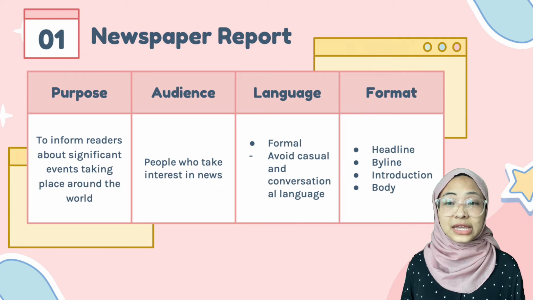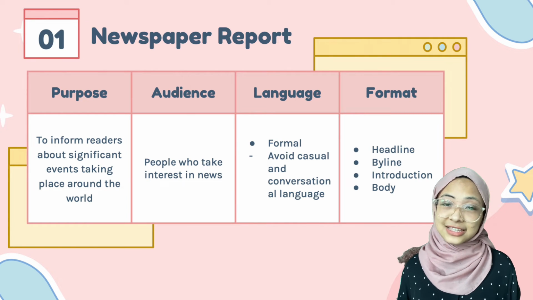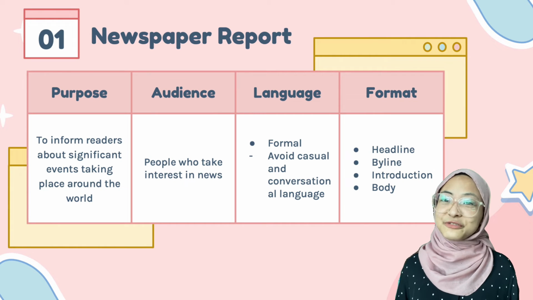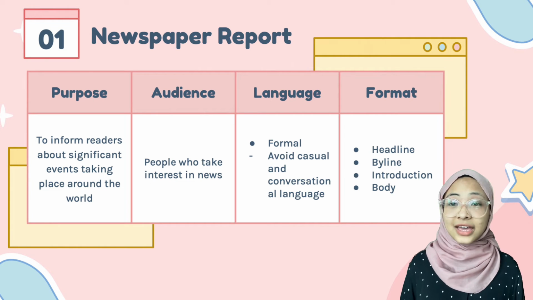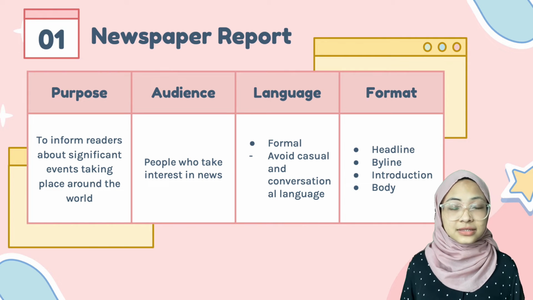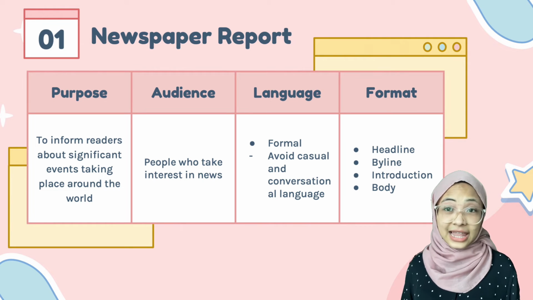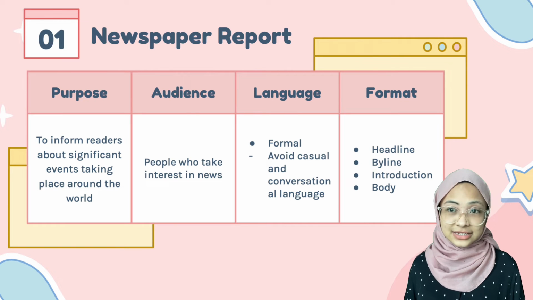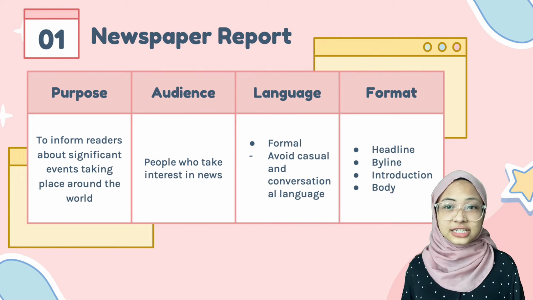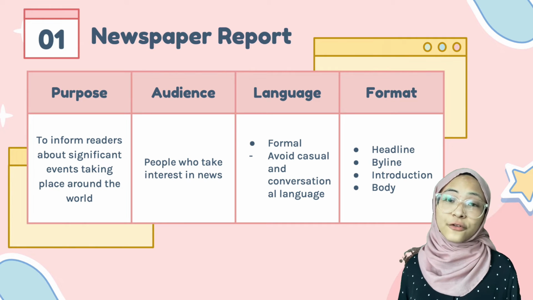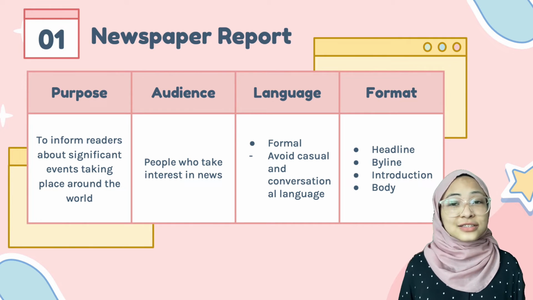Since newspaper report aims to inform, formal language is used for this type of text. Hence, casual and conversational language should be avoided. Other than that, newspaper report does have a specific format that consists of catchy and concise headline, byline that tells the reader the identity of the writer, a brief introduction, and the main section of your newspaper, which is the body of the piece.